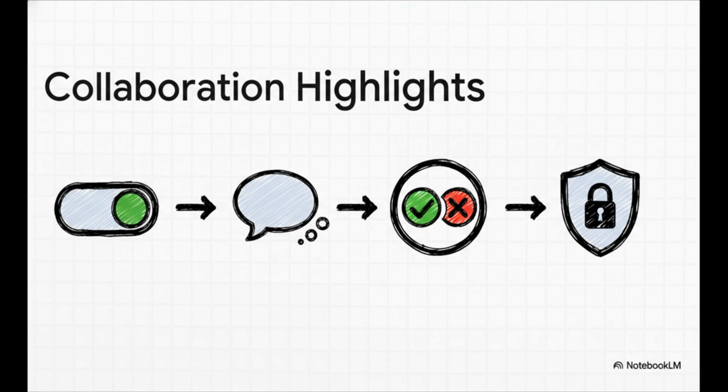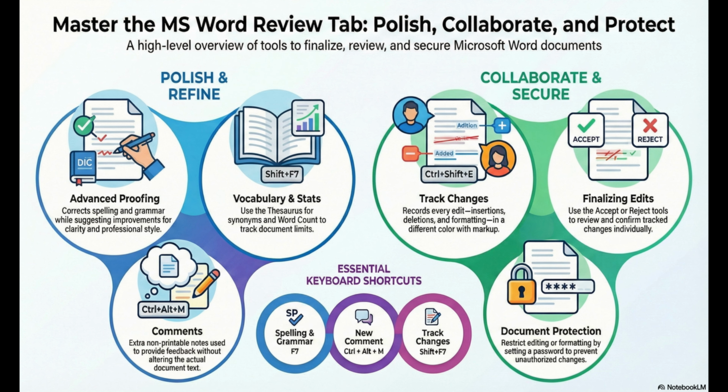Okay, if you remember anything, remember this. Make these your rules for collaboration. Rule number 1, always use track changes when you're editing someone else's document. It's just good etiquette. Use comments for conversations to keep the actual text clean. Systematically go through and accept or reject every single change. And when it's done, lock it down. This workflow will save you so much time and prevent so many headaches.